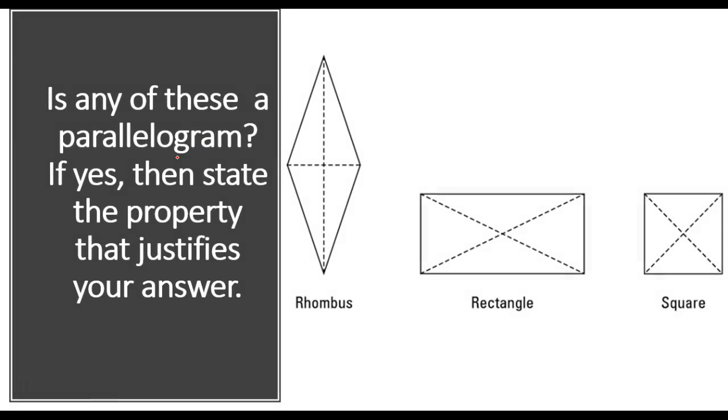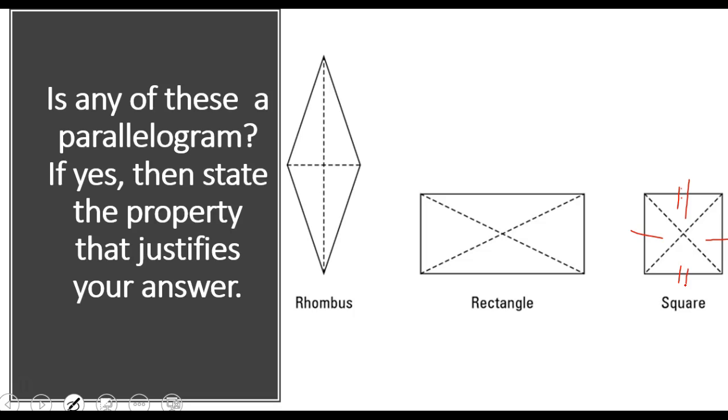How about this? Is any of these a parallelogram, a rhombus, a rectangle, a square? Again, don't just jump to a conclusion. Look at them closely before you respond. Do they meet the requirement? What do we know about a square? Opposite sides of a square are congruent. So that alone makes it a parallelogram, and so every other property that a parallelogram has, a square must have.